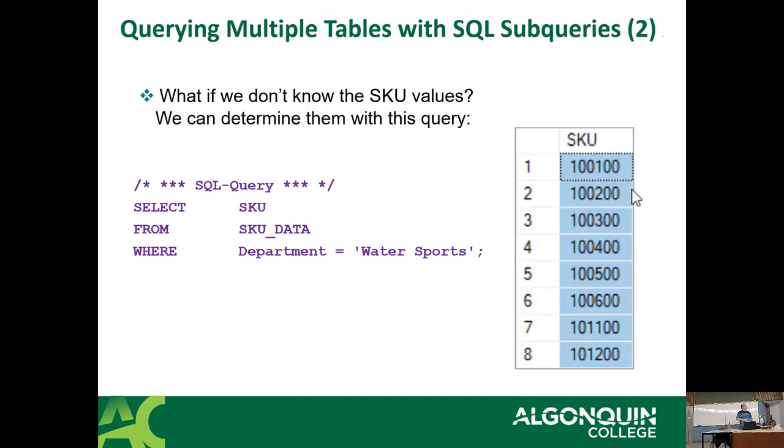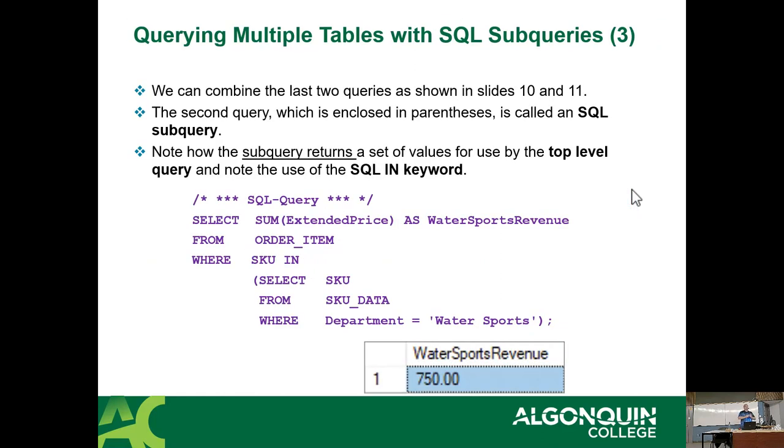So, cool. That's one way to do it. We can actually find out what the SKUs are if we query another table. Also cool. So now we got all these SKUs. Somebody pulls out their pen and paper and they start writing all the numbers, right? Or they got the query up on the screen and start typing all the numbers. Or we can do it as a single query.